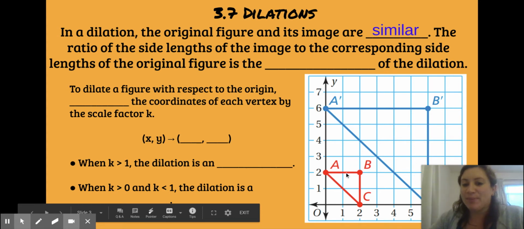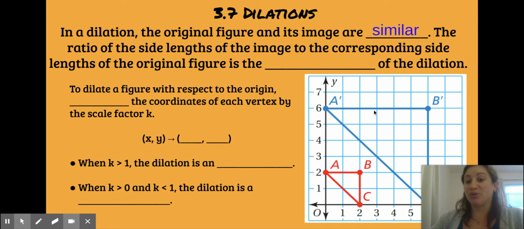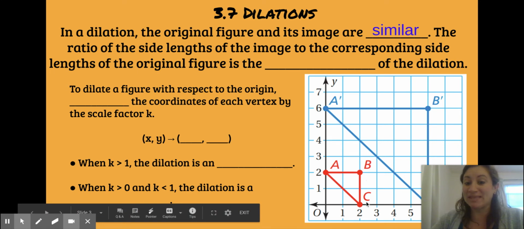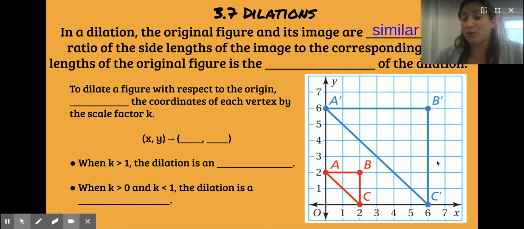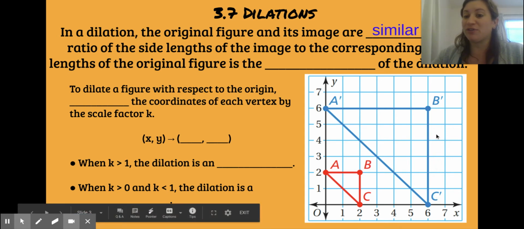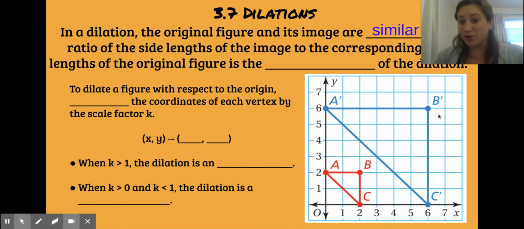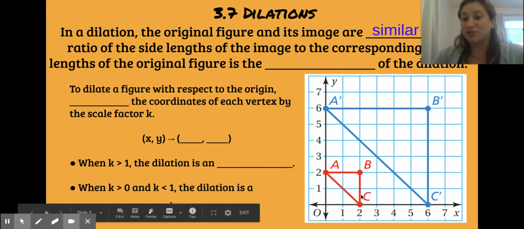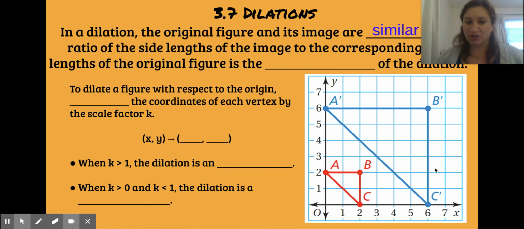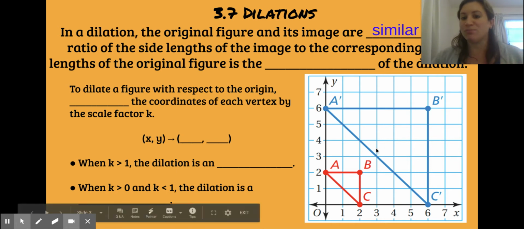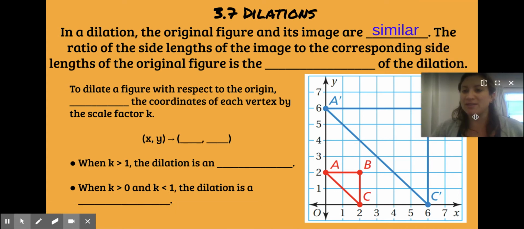If you look at side AB, it's 2 boxes long. Side A prime B prime is 1, 2, 3, 4, 5, 6 boxes long. If you look at BC, it is also 2 boxes long. And B prime C prime is 1, 2, 3, 4, 5, 6 boxes long. So we're going 2 to 6, 2 to 6. So it's proportional. We're actually just multiplying by 3 to get from one side length to the other. And that's what similar means.